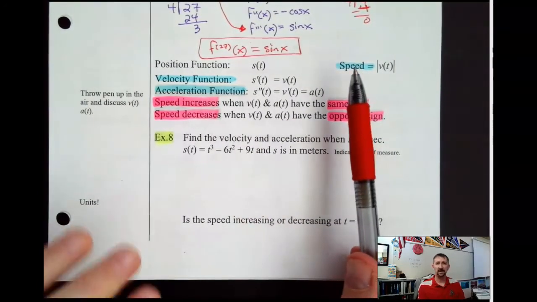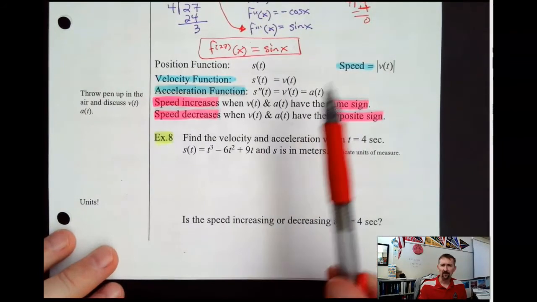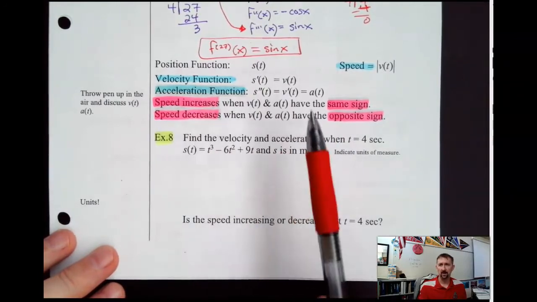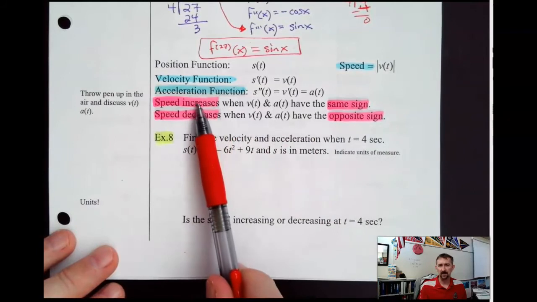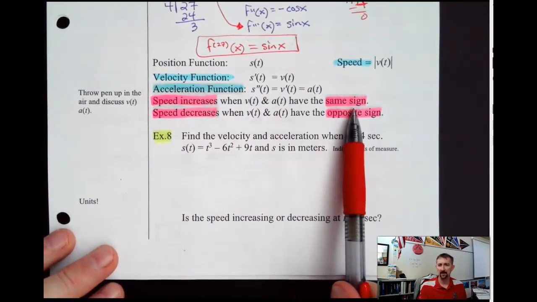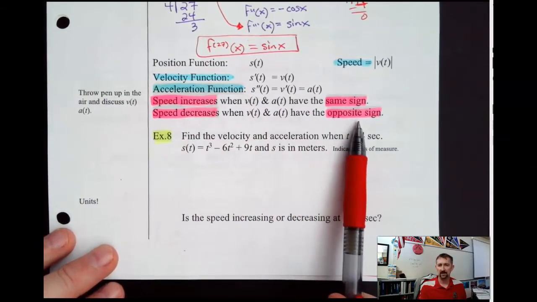All right, speed is the absolute value of velocity. Velocity can be negative, depending on the direction. Okay? This is very important. You need to memorize this. The speed increases if the velocity and the acceleration have the same sign. And the speed decreases when they have opposite signs.